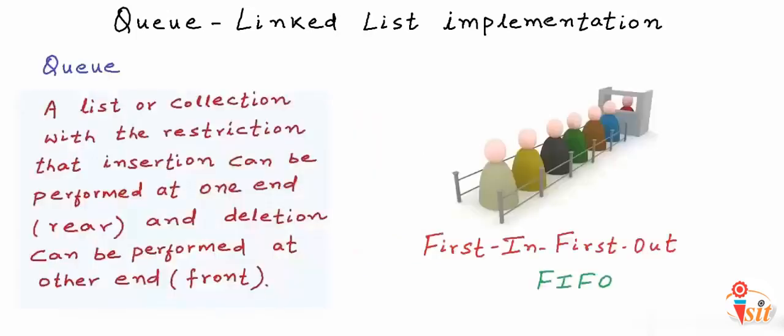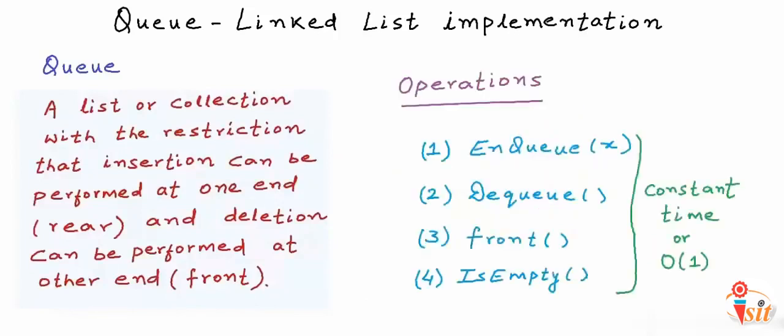Queue data structure is a list or collection with this restriction that insertion can be performed at one end and deletion can be performed at the other end. These are typical operations that we define with queue. An insertion is called enqueue operation and a deletion is called dequeue.